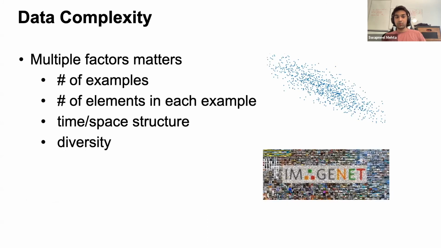Cool. We've already spoken about data complexity, but the way you measure this is to consider the number of examples, the number of elements in each example, the spatial or temporal structure of this data, and the diversity, like we spoke about the classes, the minorities and majorities, and those things.